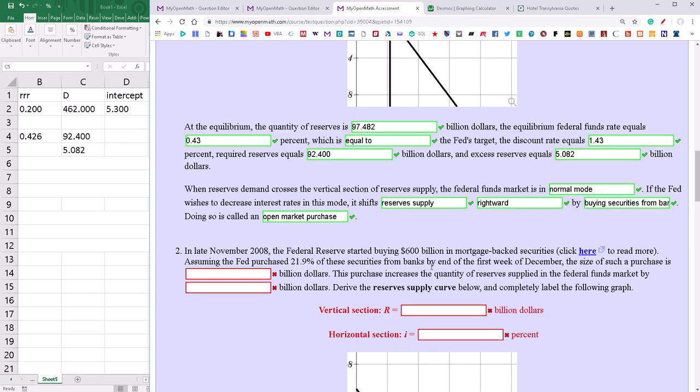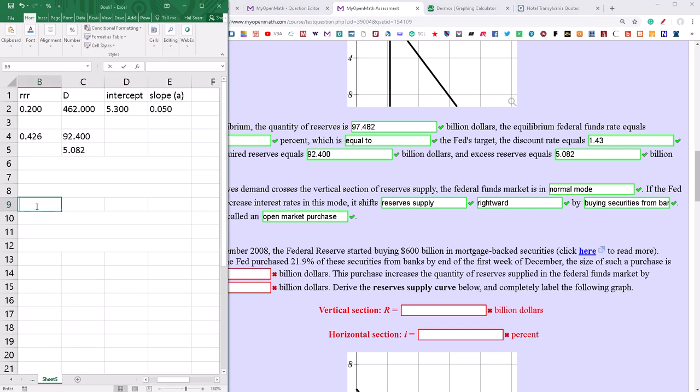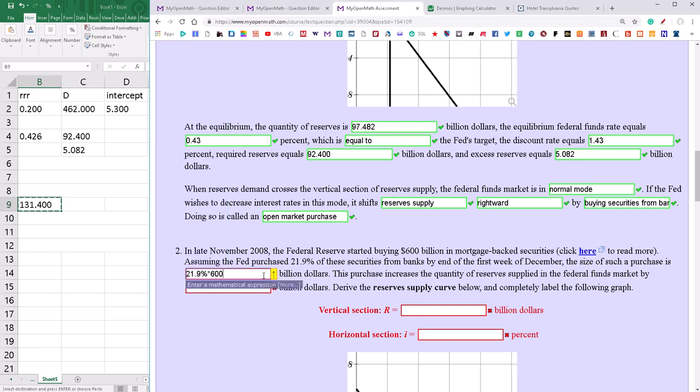Now, in late November 2008, the Federal Reserve started buying $600 billion in mortgage-backed securities. You can read more here. Assuming the Fed purchased 21.9% of these securities from banks by the end of the first week of December, the size of such a purchase is what? So 21.9% of 600, right? I can calculate that over here in Excel, and I have 131.4.